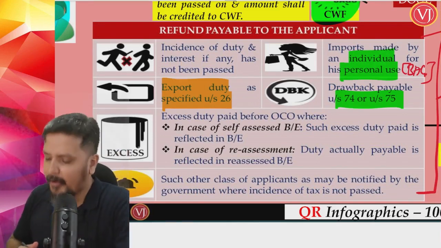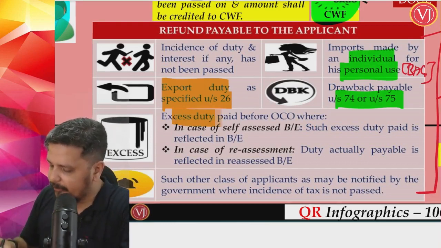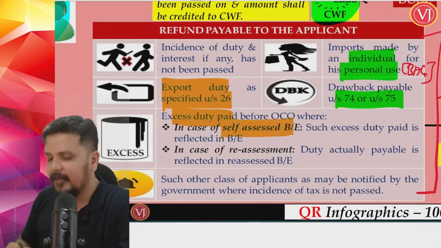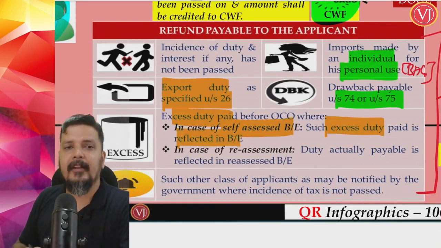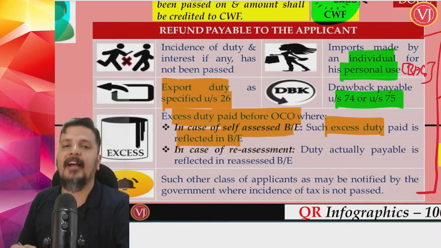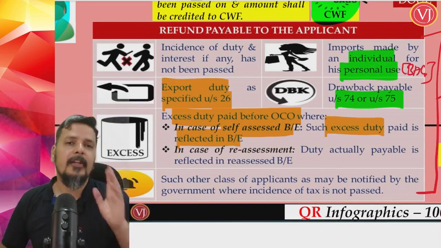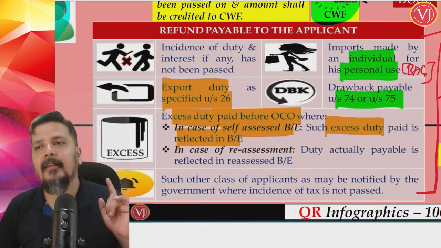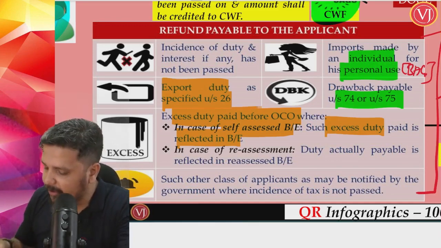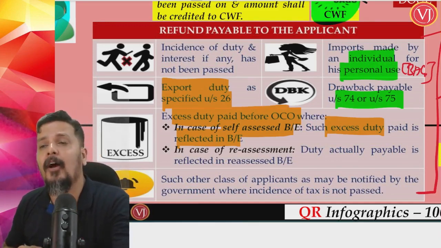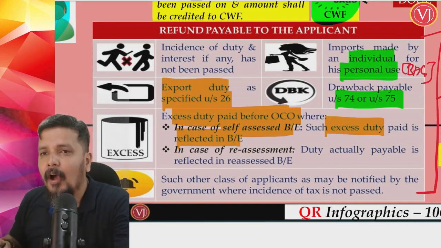Or you paid extra duty in case of self-assessment, and that excess payment is reflected in the bill of entry. Before you got the out of charge order, you realize that you have made excess payment. For example, the duty payment was 1 lakh rupees. By mistake, your employee has typed it as 10 lakhs. So that is excess payment of duty, which you realize before the officer gives you the out of charge order.